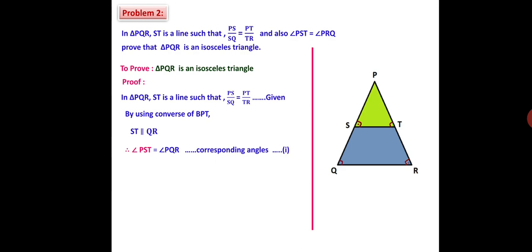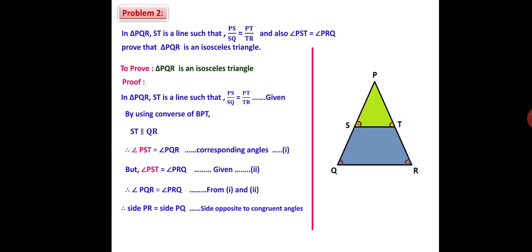Therefore, as these lines are parallel, we could say that angle PST is congruent or equal to angle PQR. These are forming the corresponding angles. In the figure, those have been shown with identical marks. Also, angle PST is congruent with angle PRQ, it is given already. Therefore, from these two statements 1 and 2, we can write angle PQR is congruent with angle PRQ.